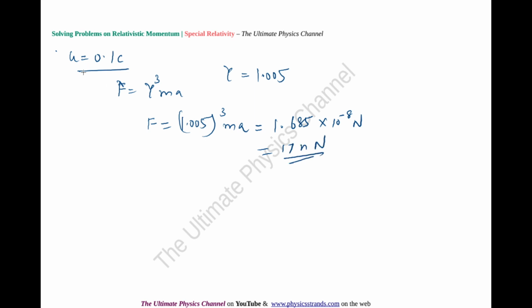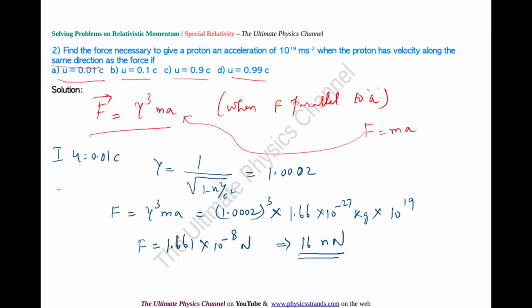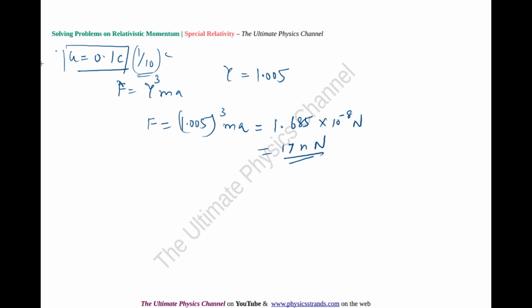So to increase the speed from about 1/100th of the speed of light to about 1/10 of the speed of light, the force increase is about only 1 nanonewton, right? Earlier case we got 16 nanonewtons, now we are getting 17 nanonewtons, so that's not much. The third case is interesting. When u is about 0.9c, this is a significant increase in speed. It is about 90% speed of light, right?